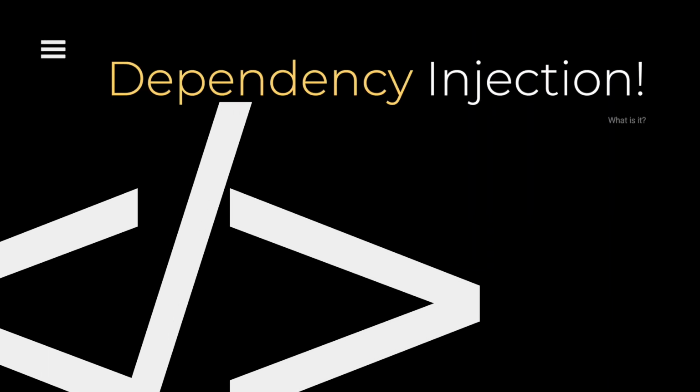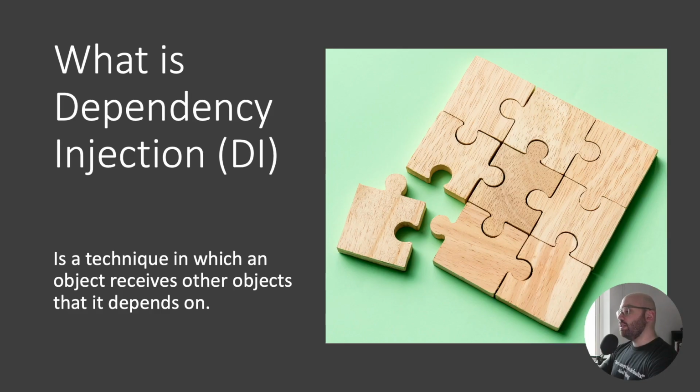Now let's get started. So what does dependency injection mean? In essence, dependency injection is a technique in which an object receives other objects that it depends on. But what does that mean? Let us take a step back. Before understanding what it means in programming, let us first understand what it means in general.